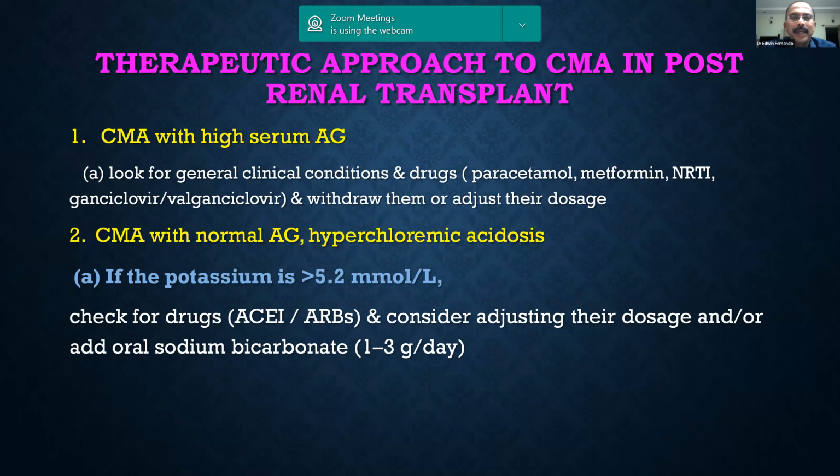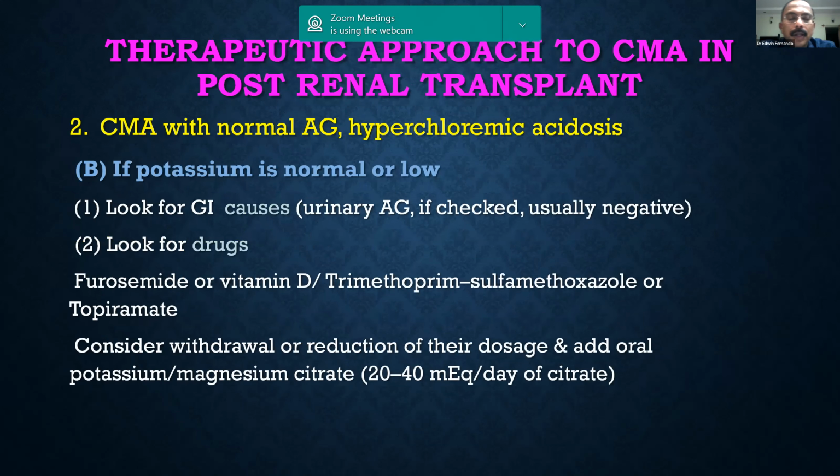So how do you go about approaching these patients? A CMA with high serum anion gap: look for general clinical conditions and drugs, withdraw them and adjust their doses. With a normal anion gap and hyperchloremic acidosis, if the potassium is more than 5.2, we have to check for drugs like ACE inhibitors, ARBs, and consider adjusting the dose and adding oral sodium bicarb. If there is a normal anion gap, hyperchloremic acidosis, and the potassium is normal or low, look for GI causes, look for drugs, and then consider withdrawal or reduction of the dosage, and add potassium or magnesium citrate.